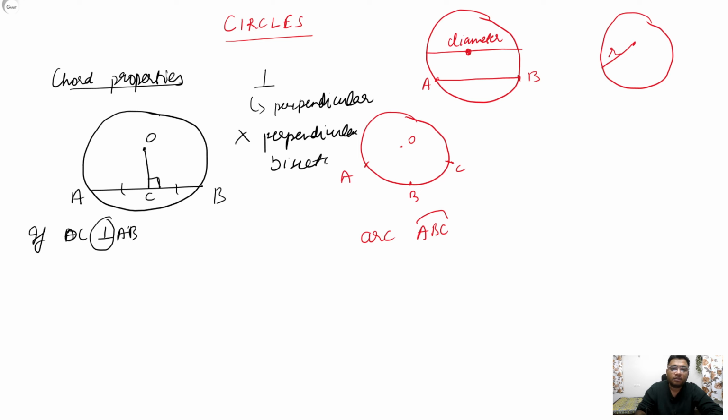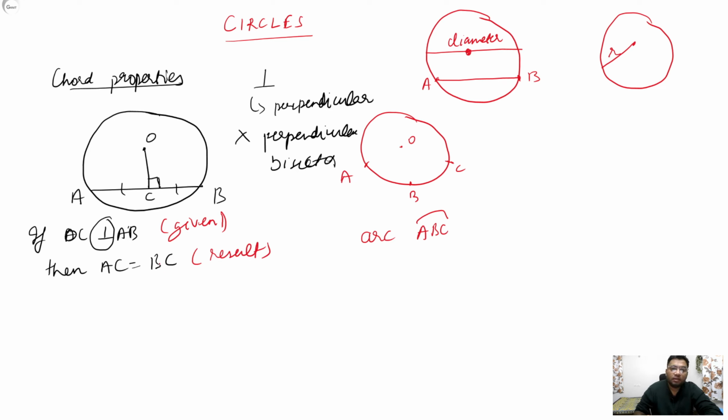Okay. All right. So OC is perpendicular to AB, then AC is equal to BC. Okay, so what is the given information for you? This is given. This will be told that we are dropping a perpendicular on the chord, and this is your result.